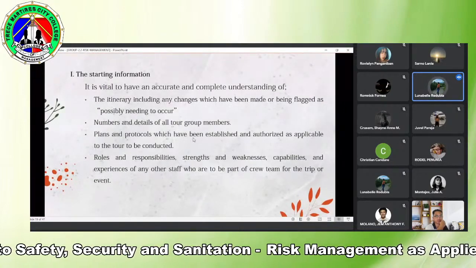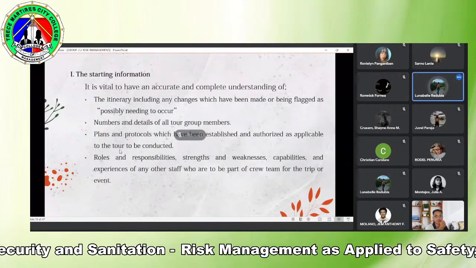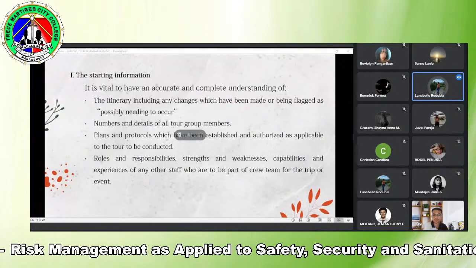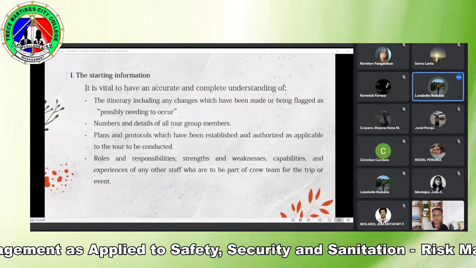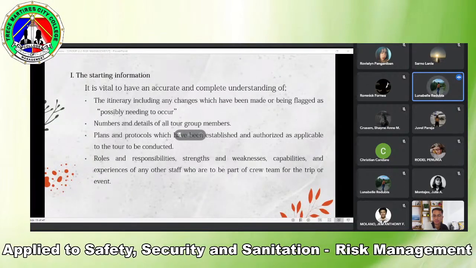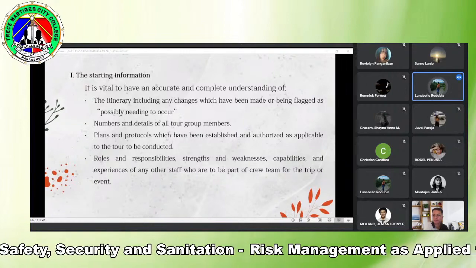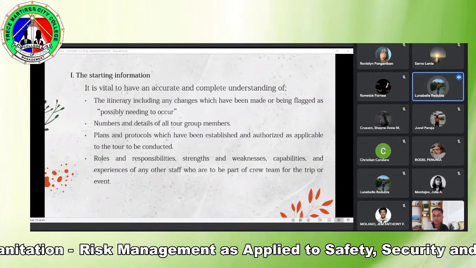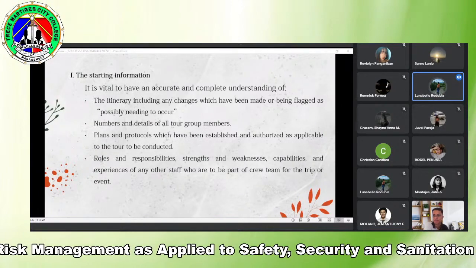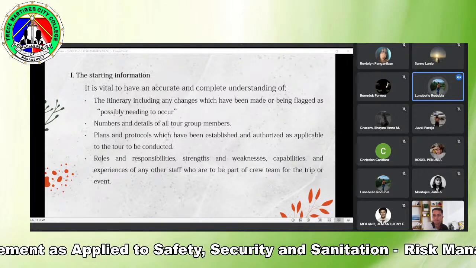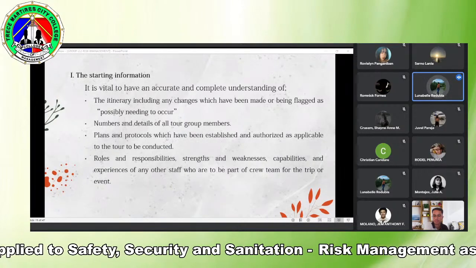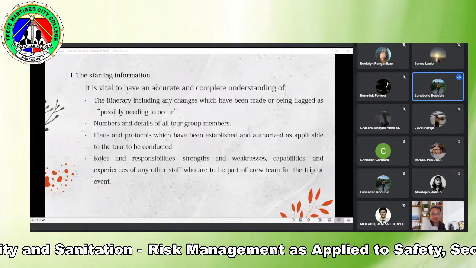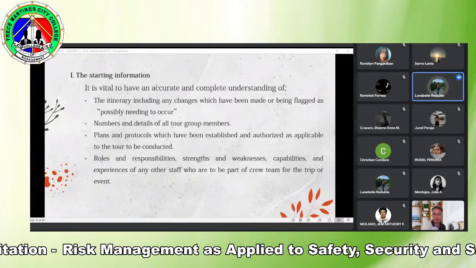Plans and protocols which have been established and authorized as applicable to the tour to be conducted. In today's new normal, di ba, ano-ano ba yung mga ginawa nilang plans and protocols while traveling or bago tayo makapag-travel? Nag-create sila ng swab test, nag-required sila ng 14 days quarantine, contact tracing, contact tracing form, contactless payment, health declaration form, para malaman yung current situation ng customer from the past 14 days.